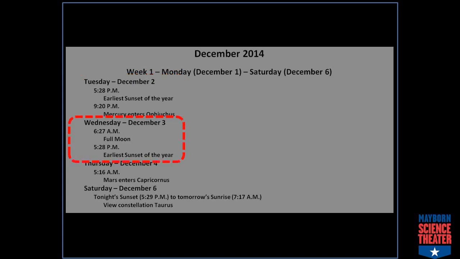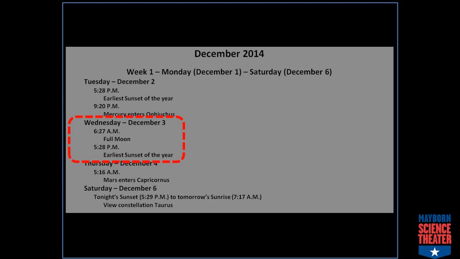Now, notice also on Wednesday, what do we have? We have a full moon, but we also have the earliest sunset of the year. Both nights, Tuesday night and Wednesday night, at 5:28, we have the earliest sunset of the year. On Wednesday, what's going to be added will be a full moon.